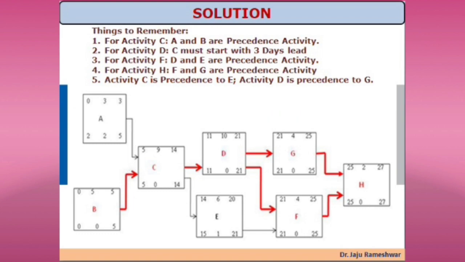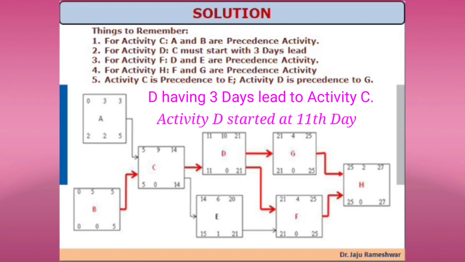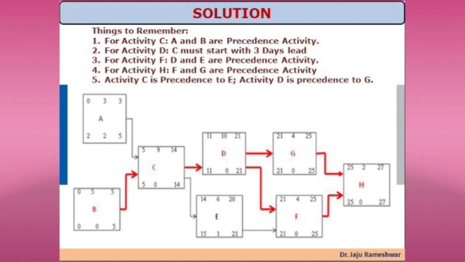For activity B, early start is 0, duration is 5, early finish is 5. B does not have late start and float, and the late finish is 5 days. For activity C, early start is 5, duration required is 9, and finish at 14. Then we move to activity D, which has C with 3 days lead. C finished at 14 days, so D could start 3 days before that, that is the 11th day. So for activity D, early start is 11, duration of 10, so early finish is 21.